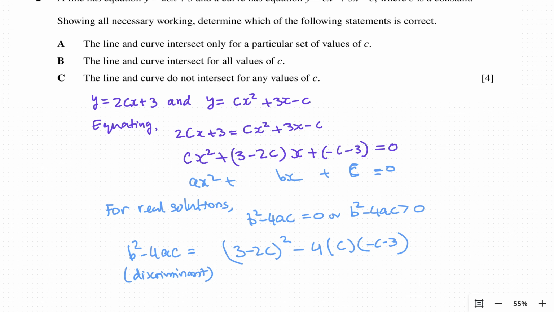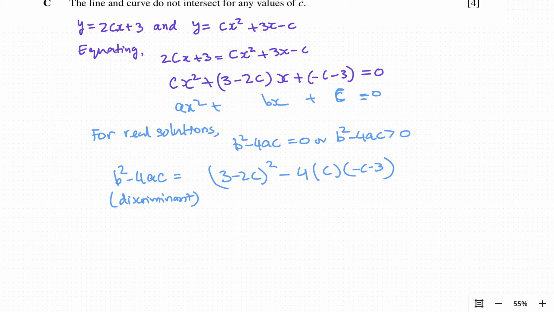So I can write this as 9 minus 2 times 3 is 6 times 2 is 12c, plus 4c squared, plus 4c squared plus 12c. So then the 12c's get cancelled out. We get 8c squared plus 9, which is definitely greater than 0 for any values of c.